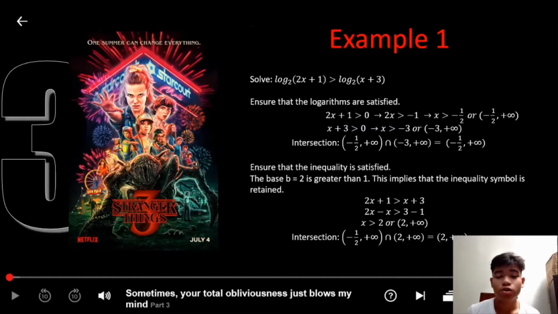We will simplify it. We put the variables together, so it results in x is greater than 2, or 2 to infinity, with which our intersection gives negative 1/2 to infinity intersected with 2 to infinity, which equals 2 to infinity. Therefore, the solution is x greater than 2, or 2 to infinity.